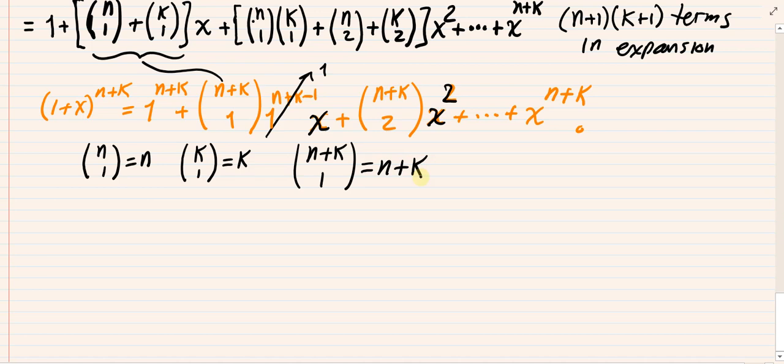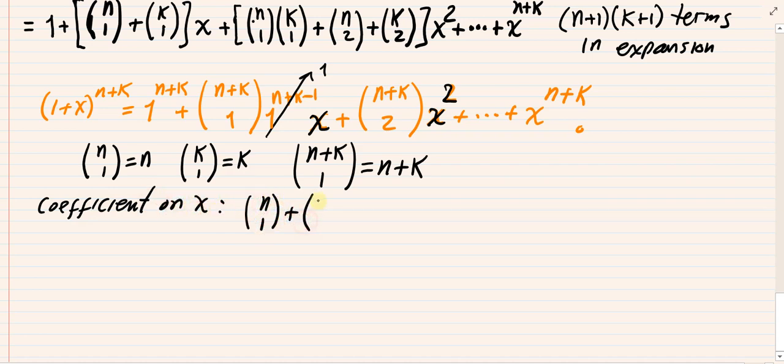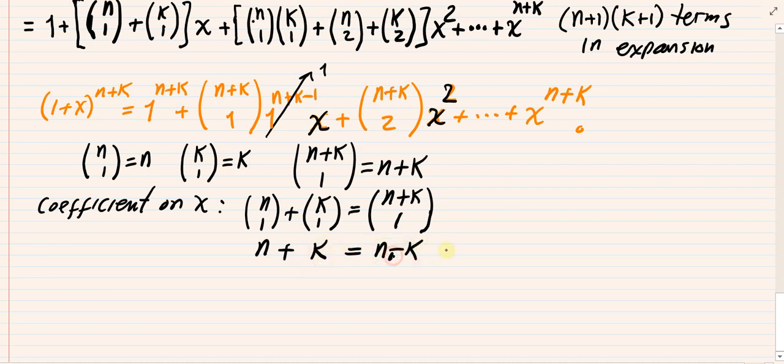So if I equate the coefficient on x, it is going to be n choose 1 plus k choose 1, and that turns out to be equal to n plus k choose 1, right? We just showed that in effect. This is n plus k, and the other side is also n plus k. So it checks. Okay.